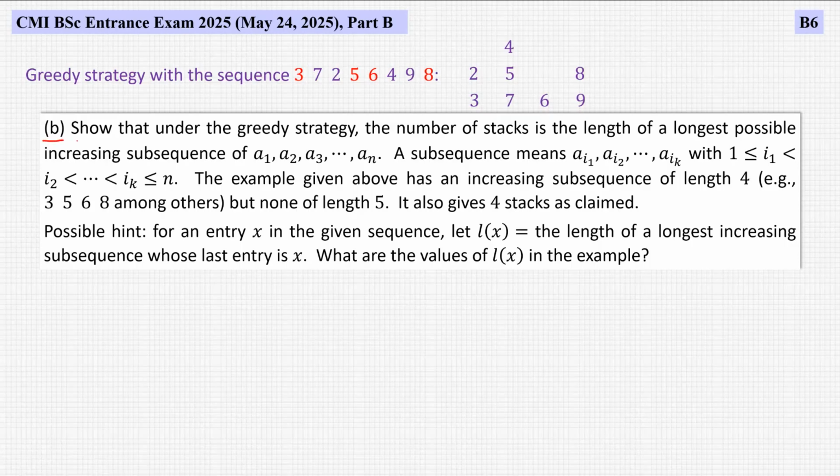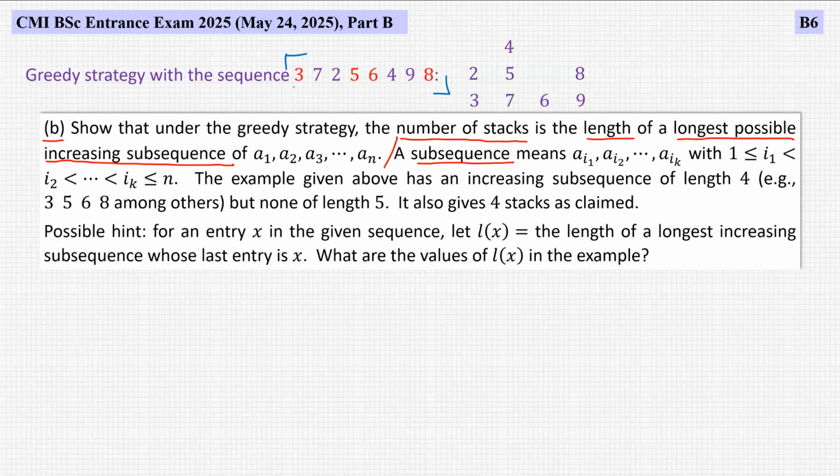Problem B. Show that under the greedy strategy, the number of stacks is the length of a longest possible increasing subsequence of A_1, A_2, A_3, ..., A_N. Here, a subsequence means a sequence A_{i1}, A_{i2}, and so on up to A_{ik} with indices i1, i2, ..., ik in increasing order. The example given above has an increasing subsequence of length 4.